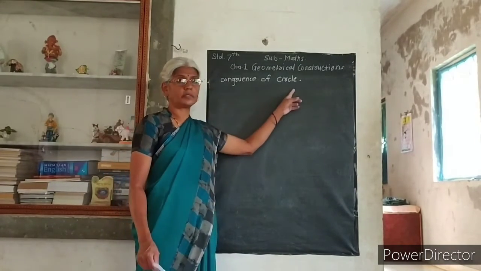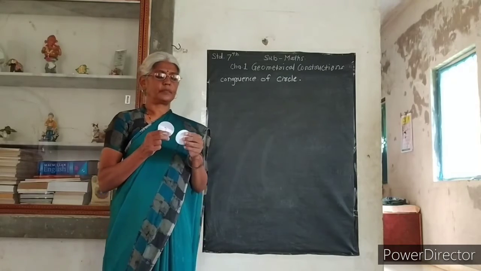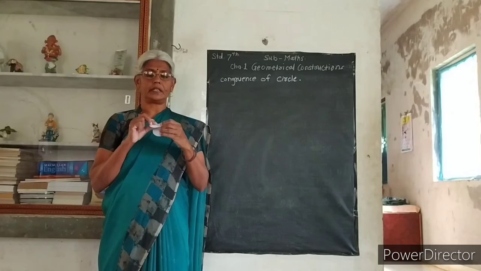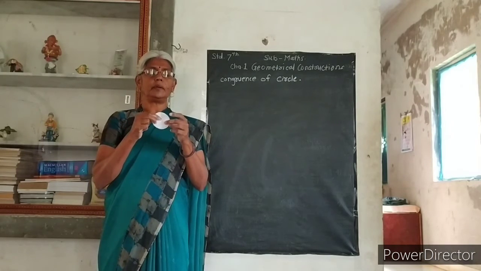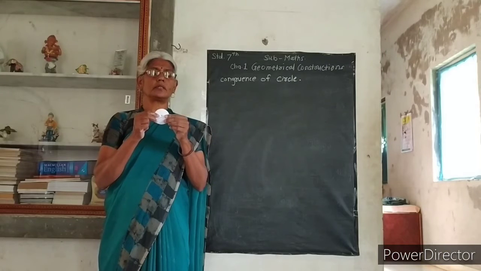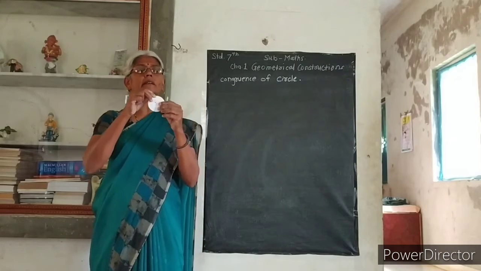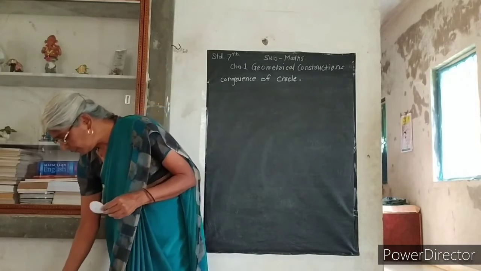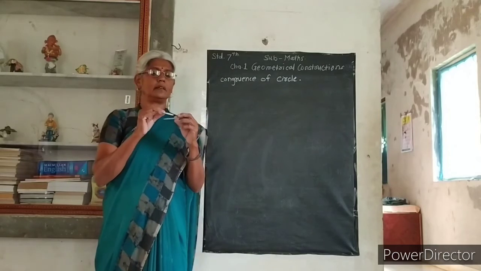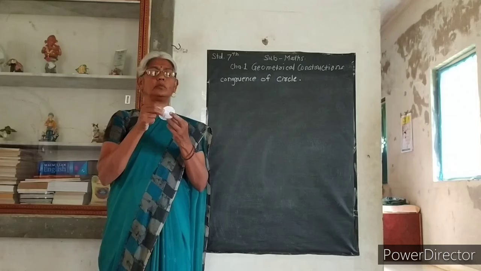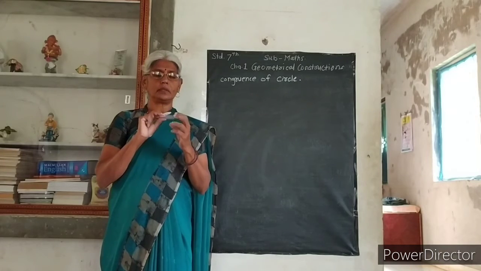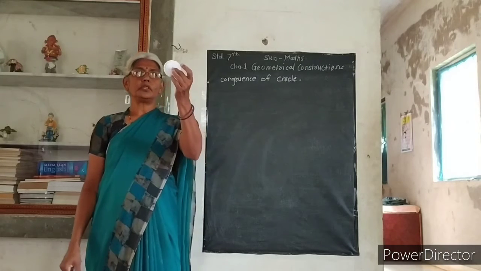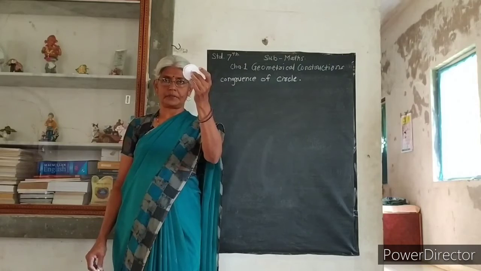Then the congruence of circles. See here, two circles. The center of that circle is P and the center of that circle is Q. If we place the circles on each other, we see that they coincide exactly. Then if we take another circle whose center is O and put the center O on center P, we observe these two circles do not coincide.